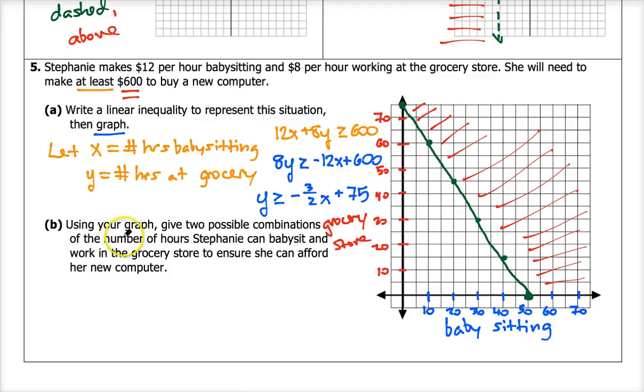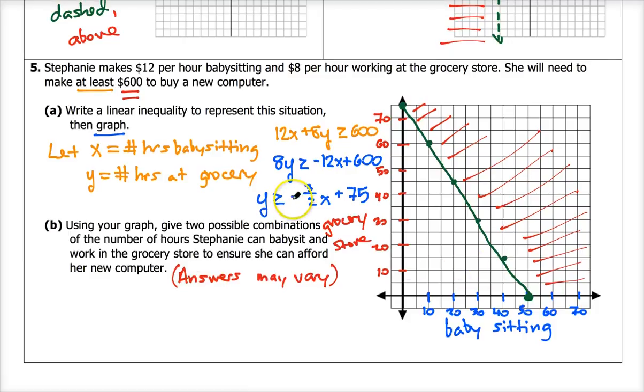So part B asks us, using our graph, to give two possible combinations of the number of hours Stephanie can babysit and work at the grocery store to ensure she can afford her new computer. So I just need to find two ordered pairs that on this graph would make this inequality true. So one ordered pair I might pick could be this ordered pair right here. This point (70, 0), that's in my shaded region.